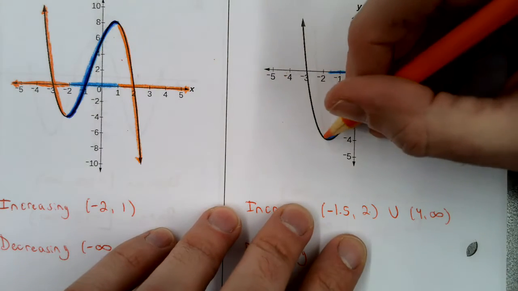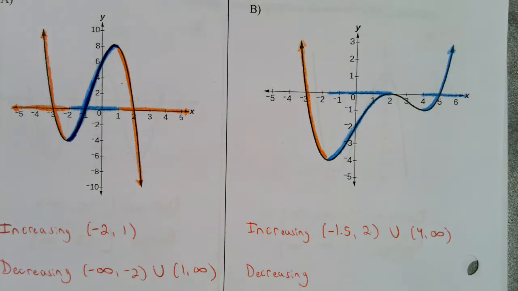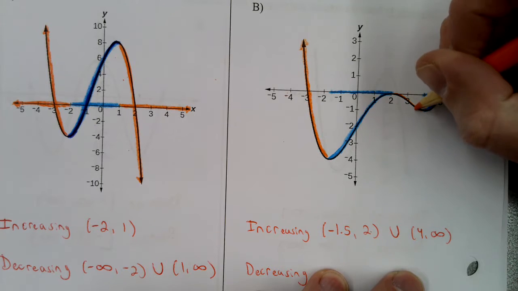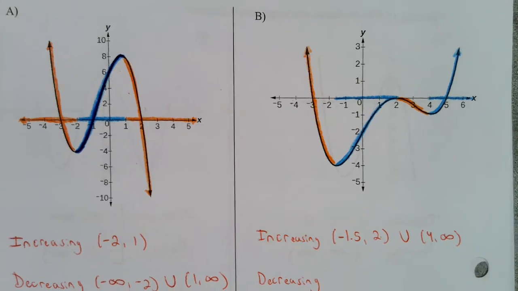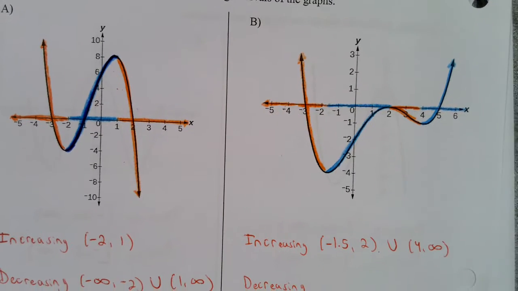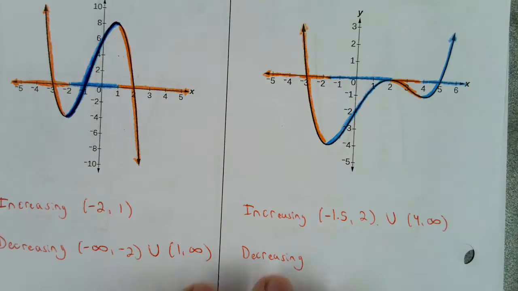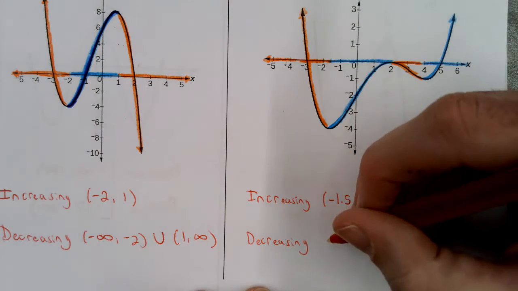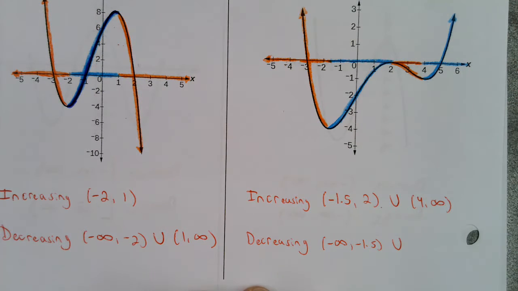Decreasing everywhere else. Let me do that in orange again. Decreasing right there, and then it's decreasing right here. You color in those corresponding x values on the x-axis. So I'll say negative infinity up to, remember, -1.5 about. I'm just estimating about -1.5. And then again from 2 to 4.